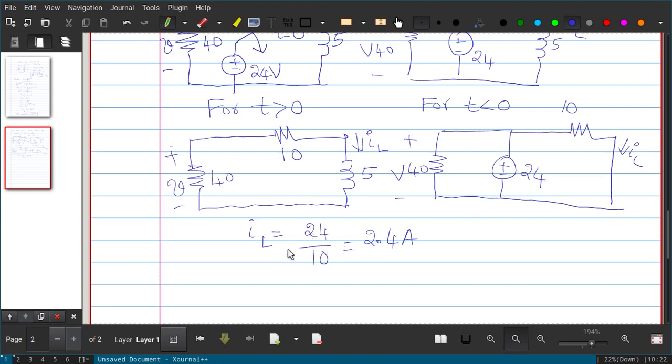So what is this current? I can write it like this: IL is 2.4 ampere. It is the current before time t equal to 0, or I can write it as I of 0 minus equal to 2.4 ampere. Why 0 minus? Because I am writing the equivalent circuit diagram before t equal to 0. So 0 minus is the instant of time just before t equal to 0. So this is the situation: 2.4 ampere current is flowing through that.